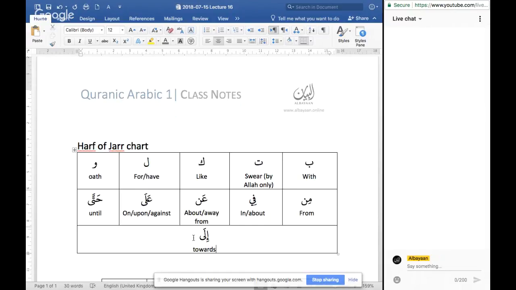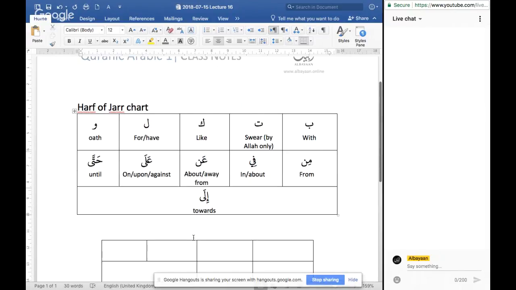Okay, so this is the Harf of Jar chart, inshallah. This is what we did, and I hope the concept of Harf of Jar is clear to you. I don't want to reiterate it again and again. We did it in two lectures quite comprehensively, inshallah. If you still have problems, I advise you to go back and listen to the lectures. And if you still encounter problems, please tell me and I will try to do an extra session on this if there's a need.